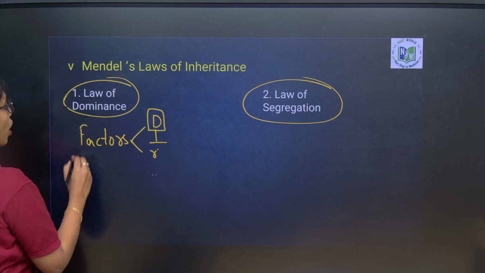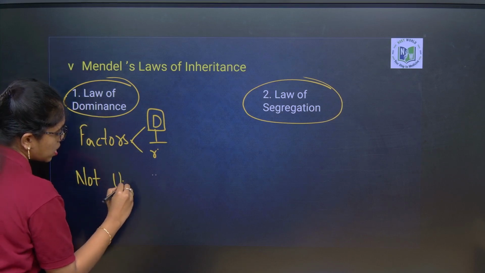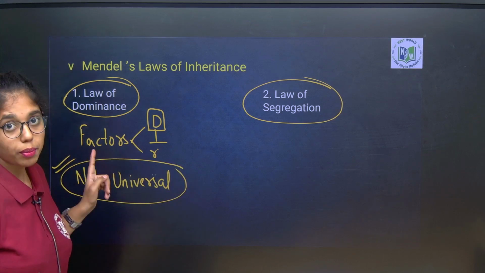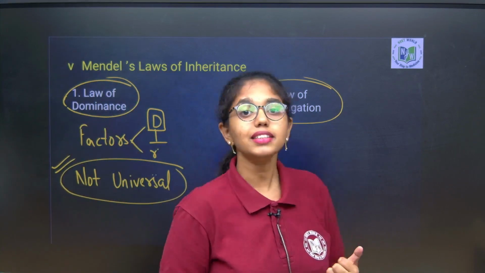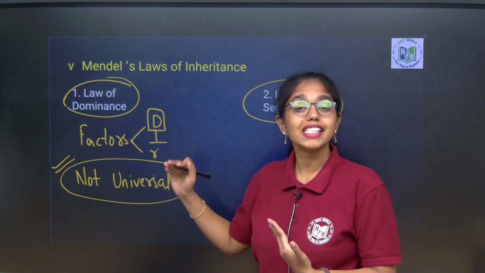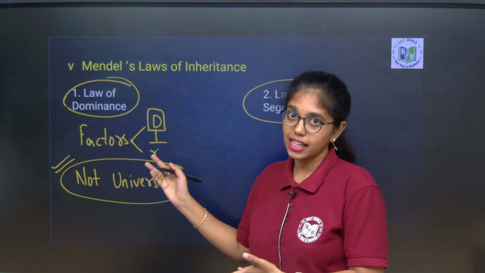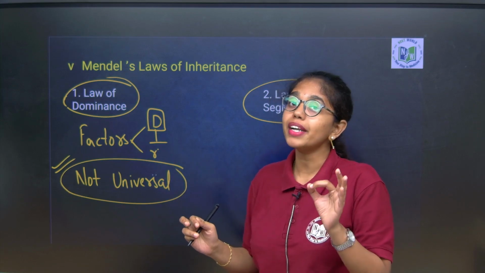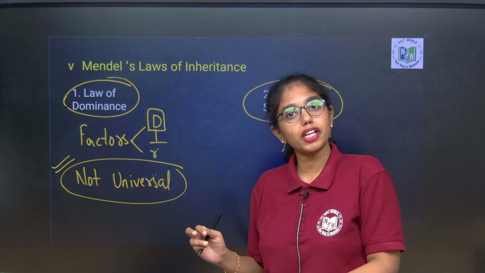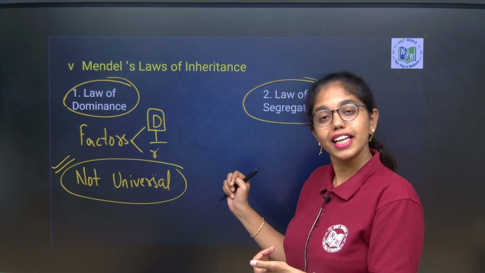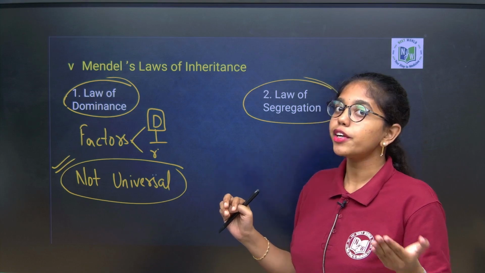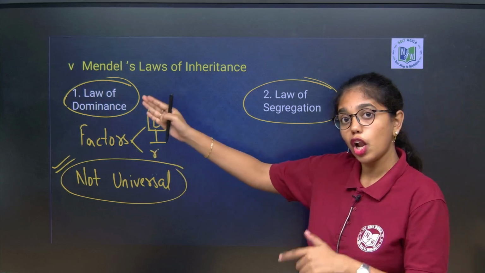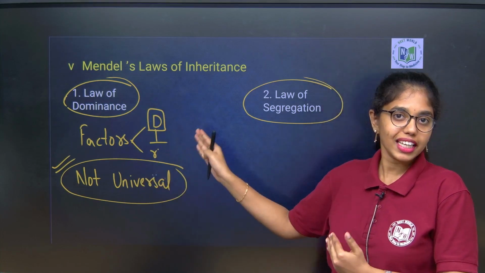But the law of dominance is not universal. Keep this statement in your mind. Why is the law of dominance not universal? It is because of cases like incomplete dominance and codominance. In incomplete dominance, the dominant allele shows incomplete expression over the recessive allele, and in codominance both alleles express. Now, we are going to see incomplete dominance as well. As incomplete dominance, codominance and pleiotropy have come into the picture, the law of dominance is not universally accepted.